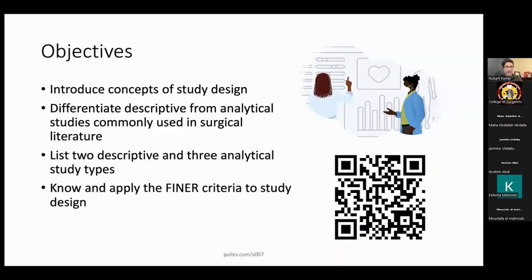to differentiate between descriptive and analytical studies that are commonly used in the surgical literature. So to try to demystify some of these words that you might see when you're reading about a research study or learning something. So by the end of the time, I hope you'll be able to list 2 descriptive and 3 analytical study types.